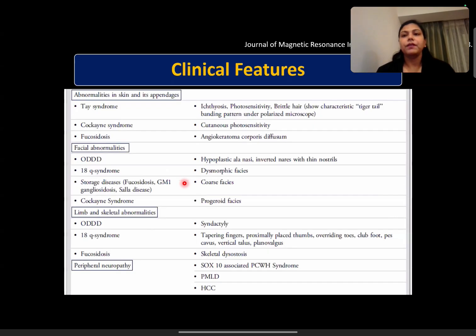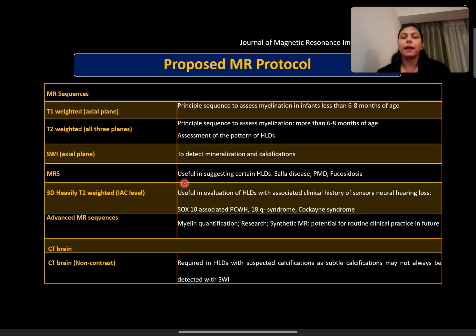Then whenever we are doing MR, the most important sequences for hypomyelinating leukodystrophies again remain T1 and T2 weighted images, because these are primarily very small children. Up to 2 years of age, we do not rely on FLAIR because of incomplete suppression of water. So we use T1 and T2 weighted images as the principal sequences.